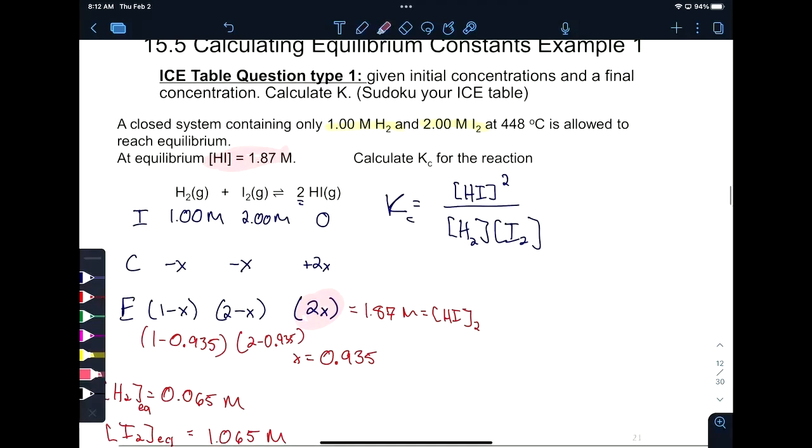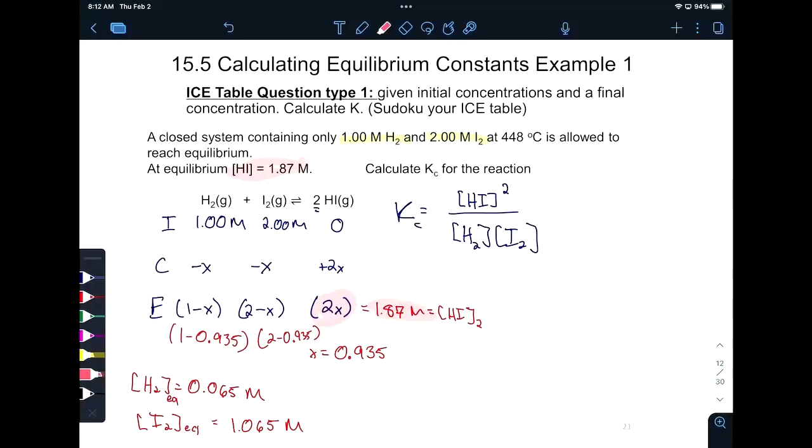All right, so these are the numbers that we're going to plug into our Kc expression, not that one. So there's HI, there's H2, and there's I2. And those are the numbers we plug in. So now it's just plug and chug. 1.87 molarity squared over H2, which is 0.065, and then 1.065.